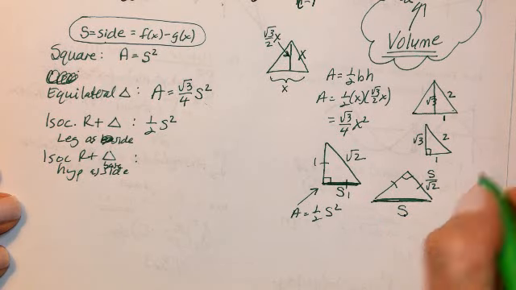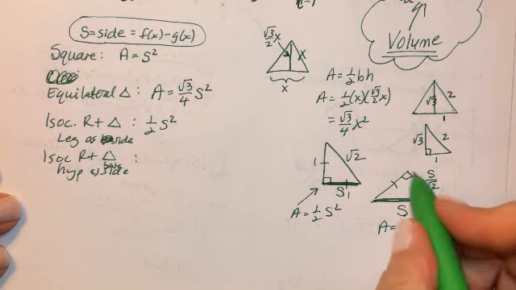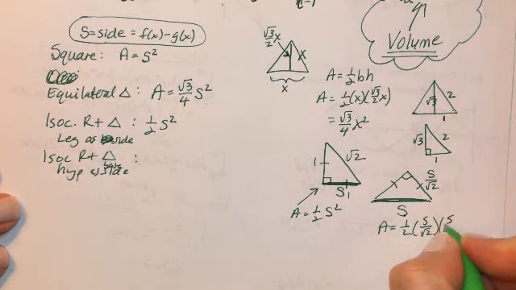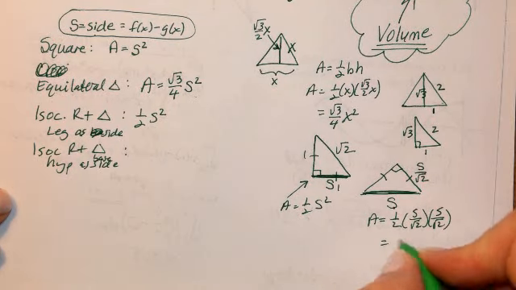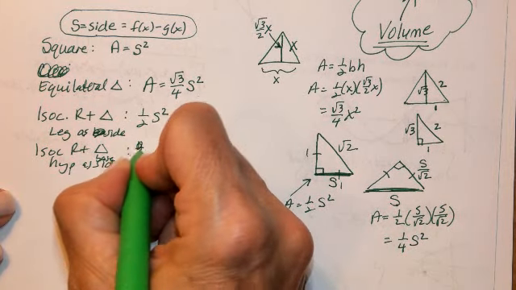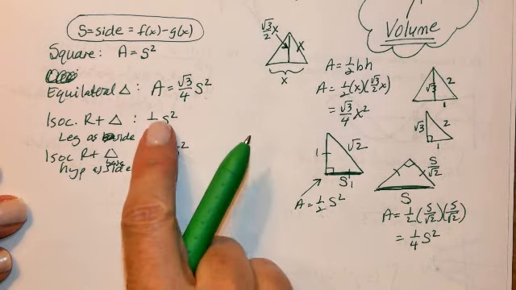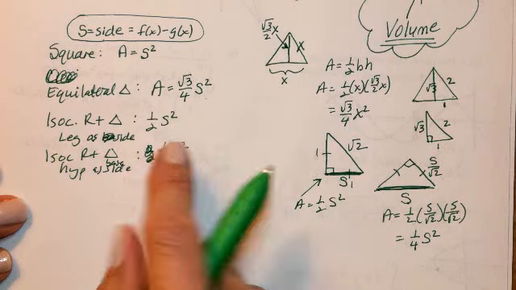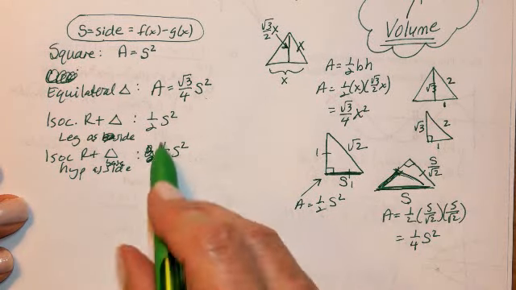Makes sense? So the area would be 1/2 base times height, where the base and the height are both S over square root of 2. So this becomes 1/4 S squared. So with the hypotenuse as the base, the area is half of what it was before with a leg on the base. So this triangle will be much smaller. Okay? All right?